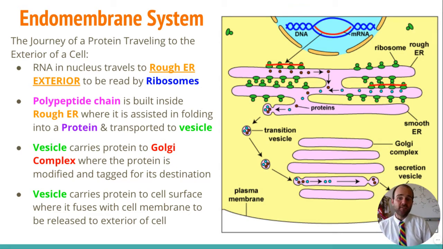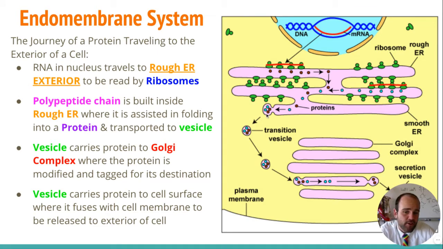So let's track the journey of a protein that's traveling to the outside or exterior of a cell. The RNA is going to travel to the ribosomes on the outside of the rough ER. That's going to build a polypeptide chain inside of the rough ER, where there will be certain proteins inside that will help it fold into the protein it needs to be. Then it is going to move through the ER, sort of like a highway, until it gets to a place where it can be packaged into a little vesicle.